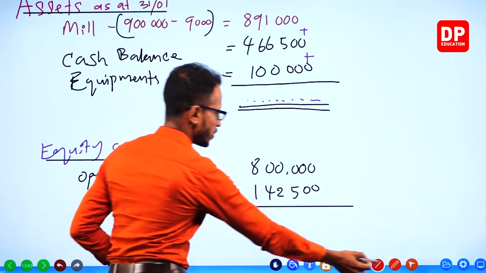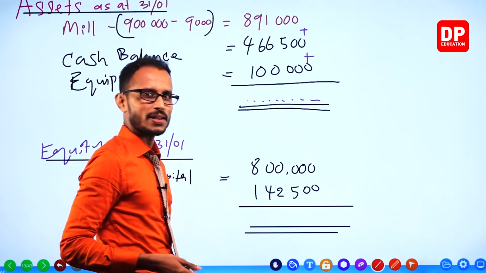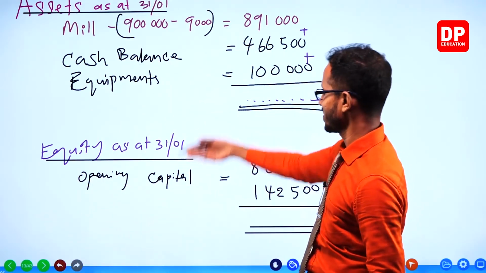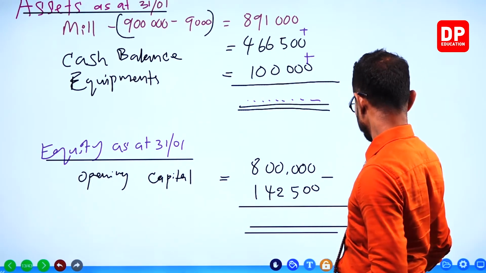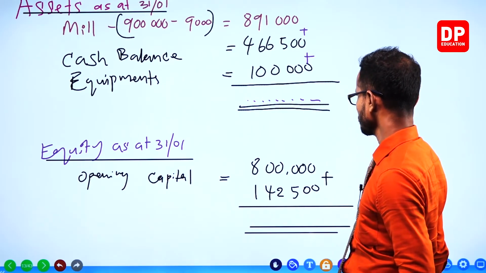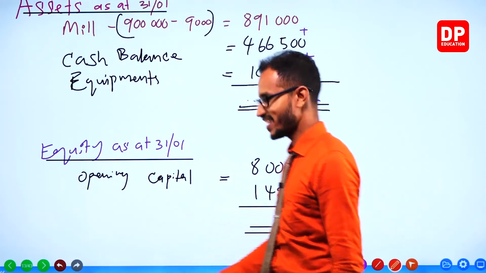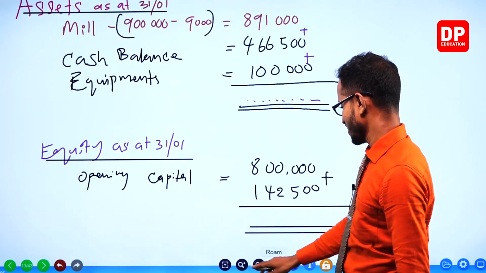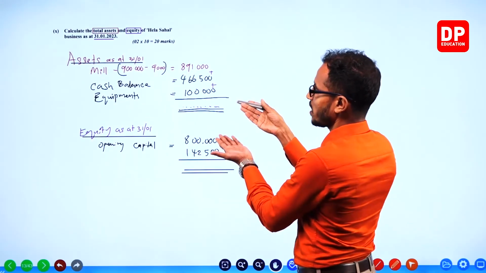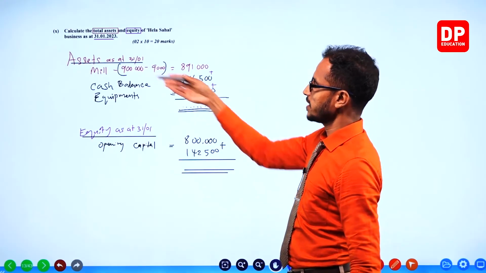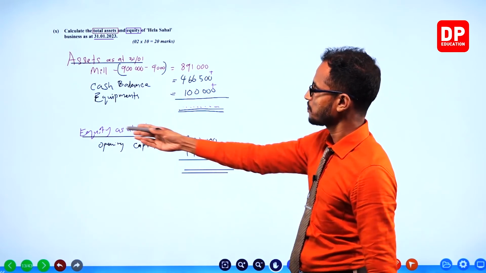And you add these two, you get the closing capital, the final capital, or the equity. Equity as at 31st January. That's it. Okay. Here you go. This is your calculations. At least do these two calculations, adding and taking total assets and total equity as at 31st January.